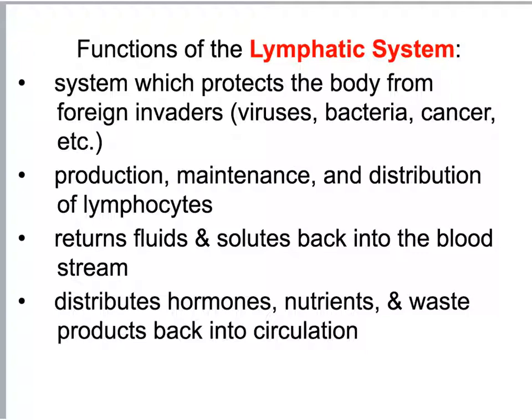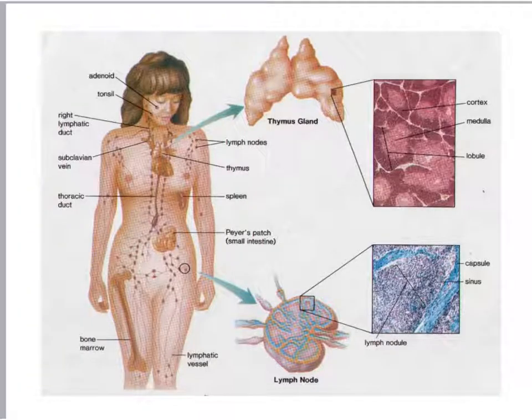The lymphatic system is the system that protects our body from foreign invaders. This includes viruses, cancers, funguses, parasites, and cancer to a certain extent. Pictured are some of the organs of the lymphatic system. They include the thymus gland, the lymph nodes, the spleen, the Peyer's patch, the appendix.